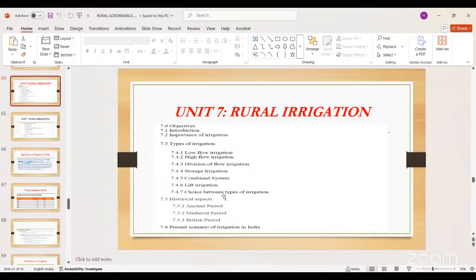However, much of the added irrigation capacity during the British era was provided by groundwater wells and tanks, and they were often operated manually. Now, we'll quickly look at the present scenario of irrigation in India. Okay, present scenario of irrigation in India.